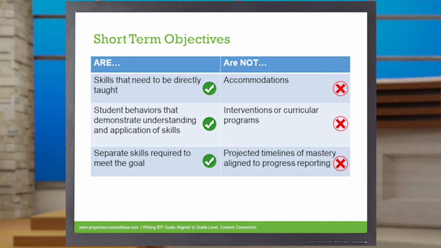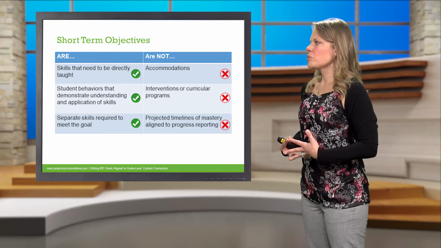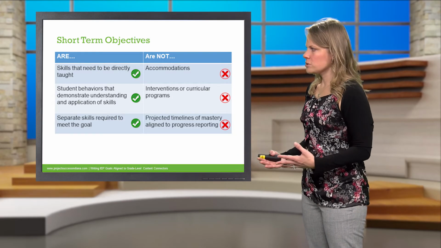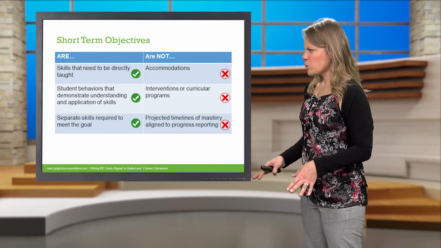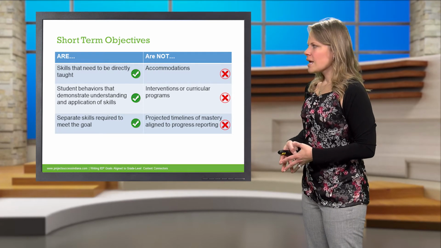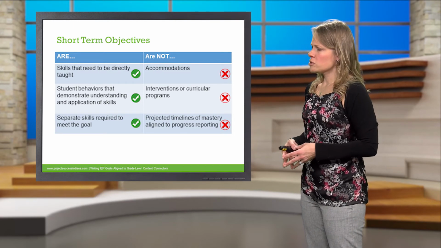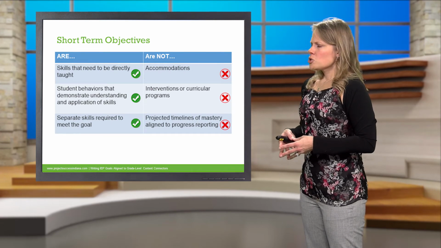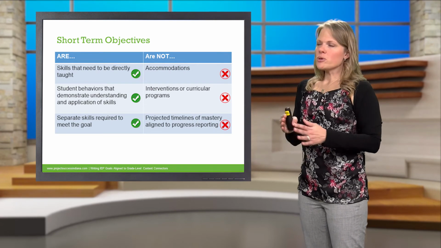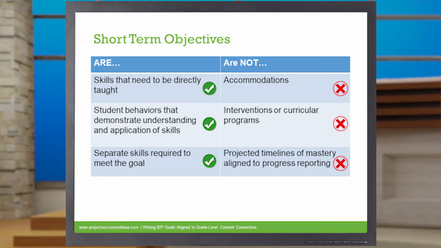It's not naming some kind of intervention, what you'll be doing to intervene or provide support, or a particular kind of curricular program that you're using to address the goal. That's not what objectives are for. And lastly, and I think most importantly, a short-term objective should be a separate skill that's required to meet a goal. It's a piece of how a student will meet the measurable annual goal.